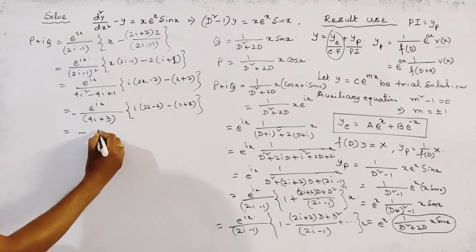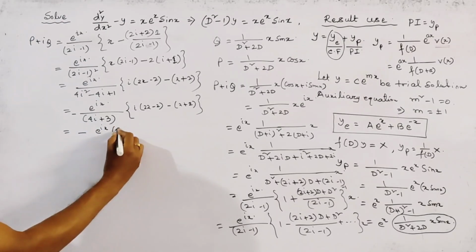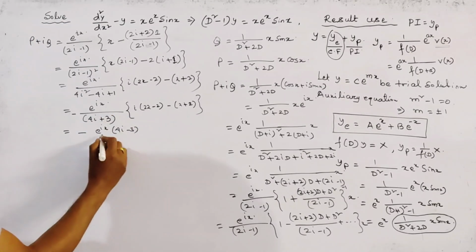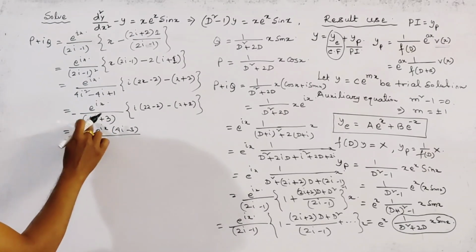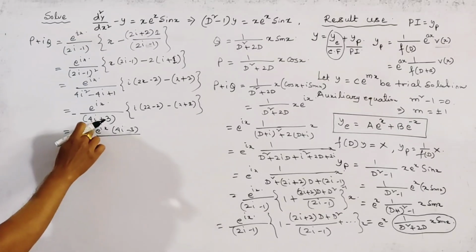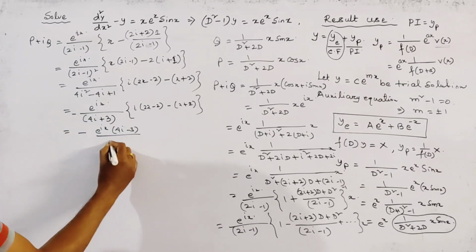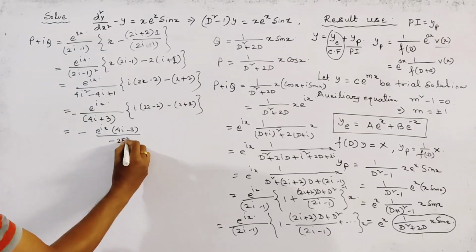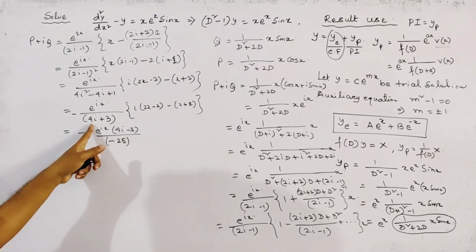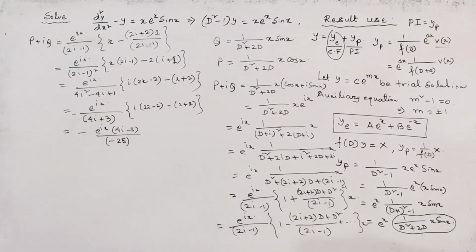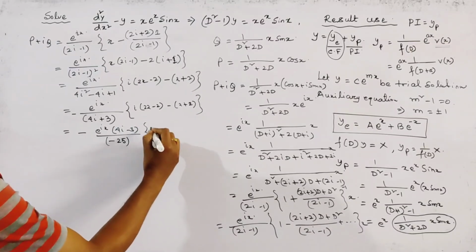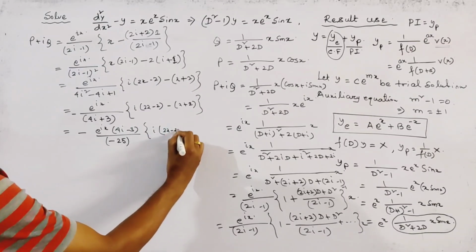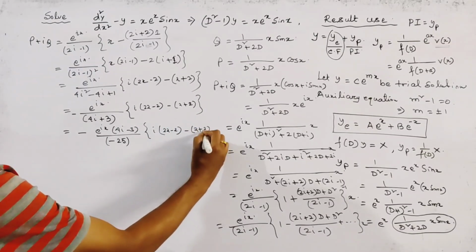and getting the result, this is e to the power ix into (4i minus 3) by 4 square minus 3 square, this is minus 4 square minus 3 square, because i square equal to minus 1, so this is equal to minus 25, because 4 square is 16 and 3 square is 9, and the remaining term same, i into (2x minus 2) minus (x plus 2).